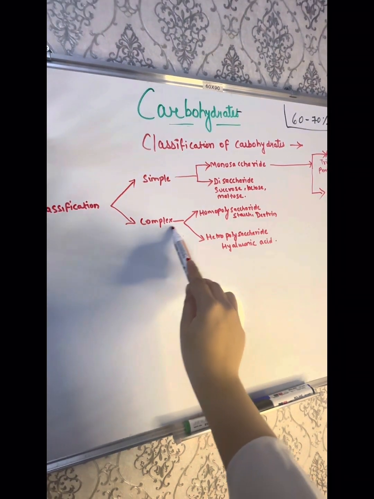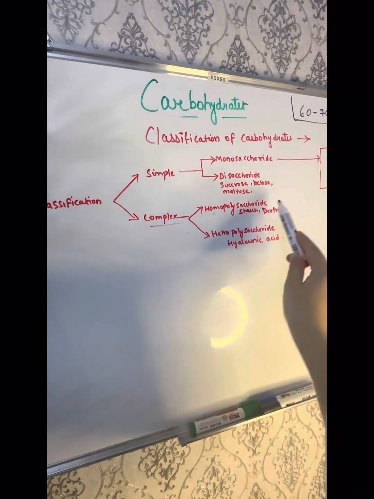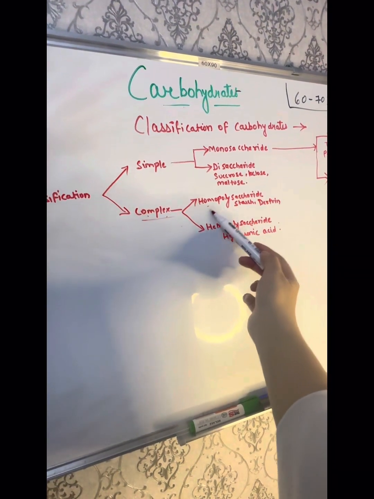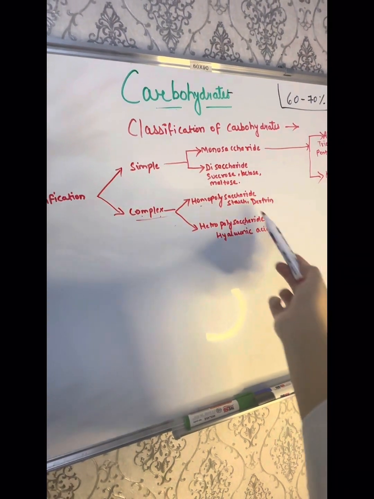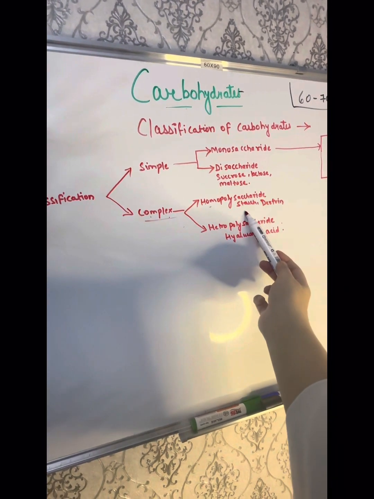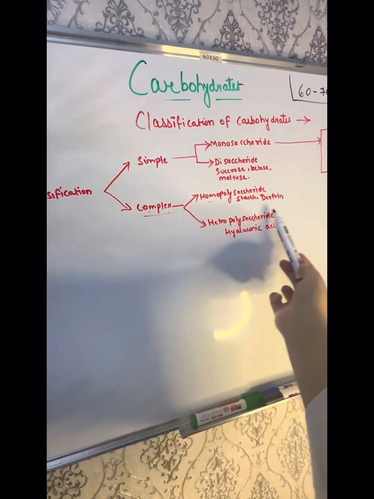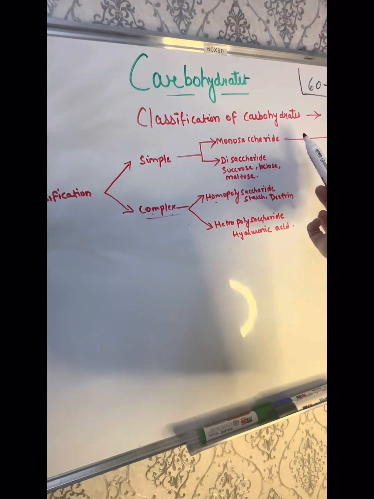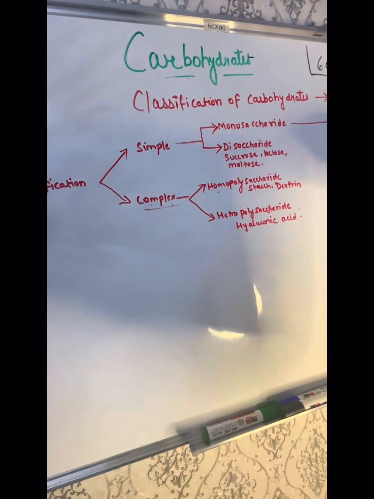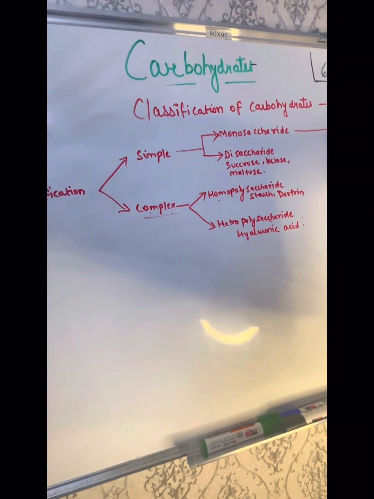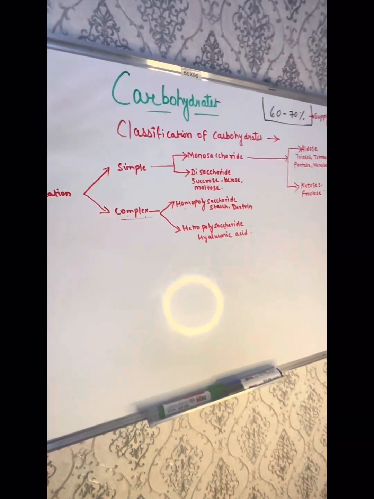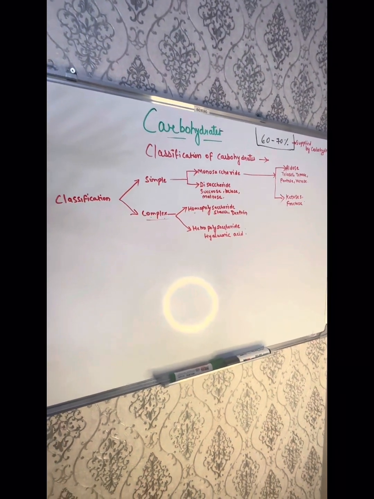Then complex carbohydrates are divided into two parts, homopolysaccharides and heteropolysaccharides. Homopolysaccharides: starch, dextrin. Heteropolysaccharide: hyaluronic acid. Okay, so here also you can see monosaccharides: aldose, triose, tetrose, and pentose, and ketose and fructose. So this is the classification of carbohydrates.